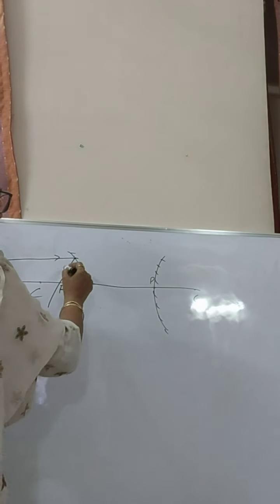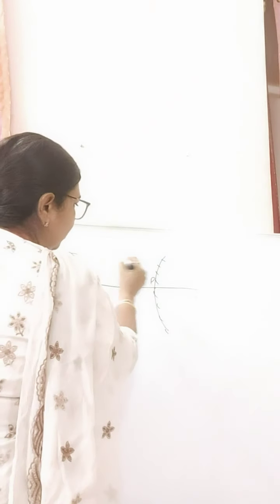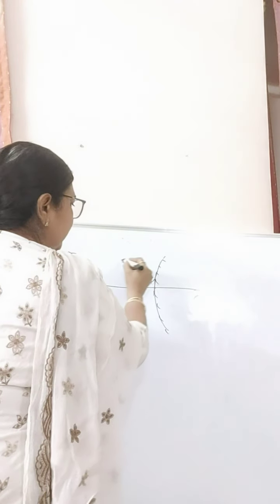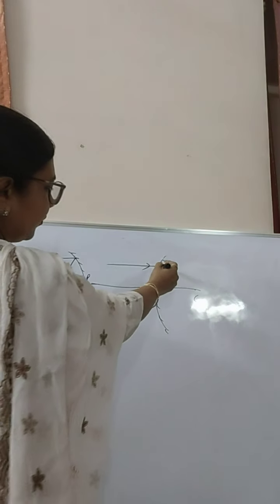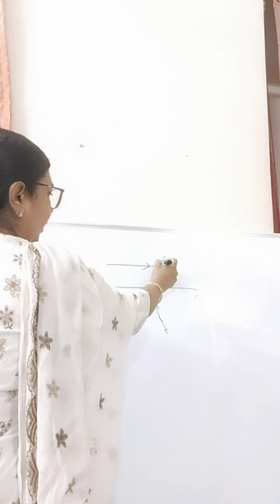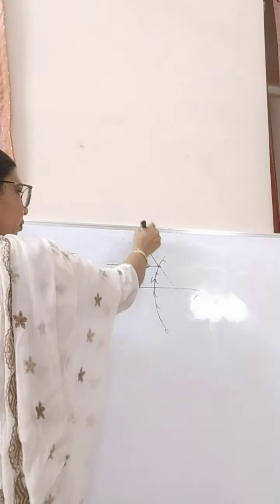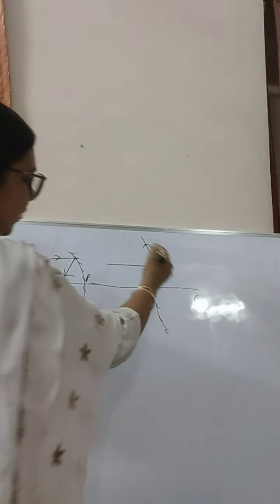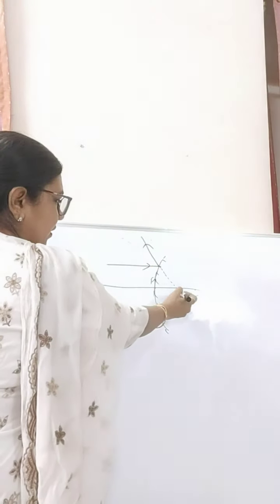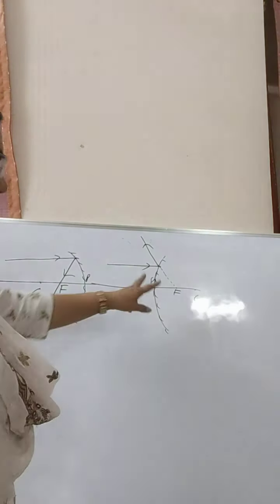Okay, now it will pass through it. This is the first rule of reflection. In this case, the first rule is when the ray is incident on this polished surface parallel to the principal axis, then after reflection it will go away. It will go in such a direction as if it is coming from the focus. Though it will not go at the back of the mirror, it will go in the direction as if, when we produce this ray, it will pass through the focus. So this is the first rule.